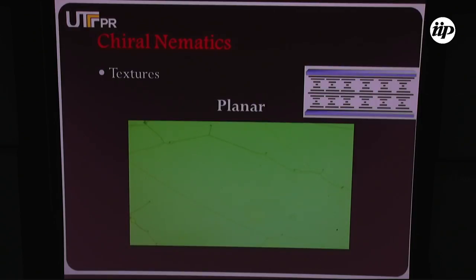And these are just defects when, for example, you're filling the material into your cell, and then you get like a spacer or something. The material has to go around it, and when it meets again, it can't just get together all these layers.